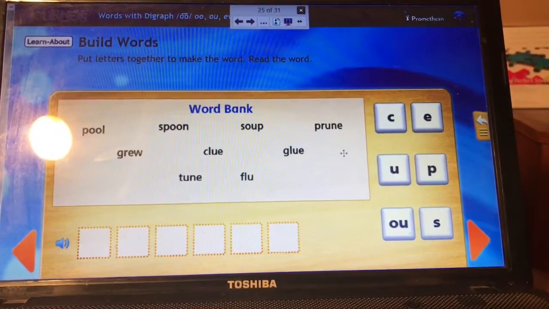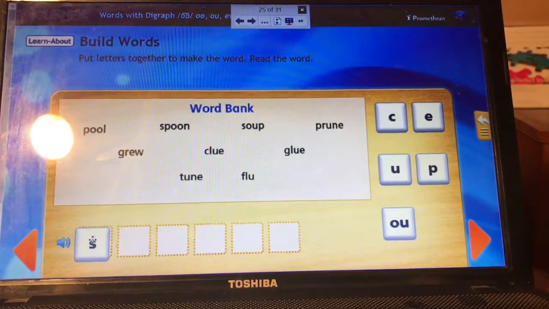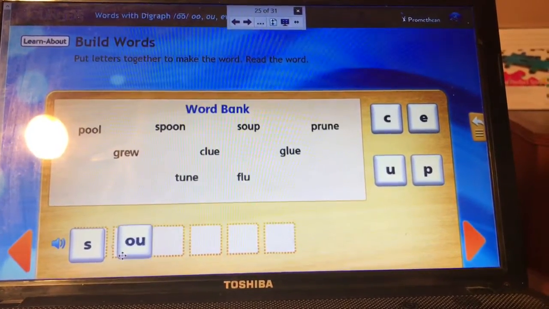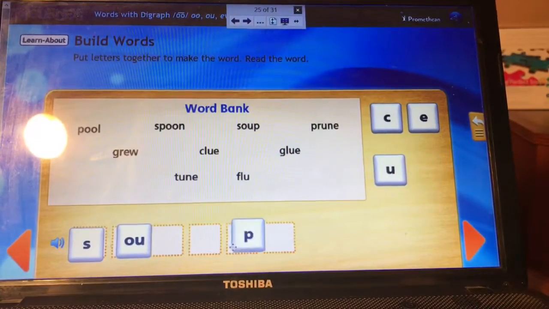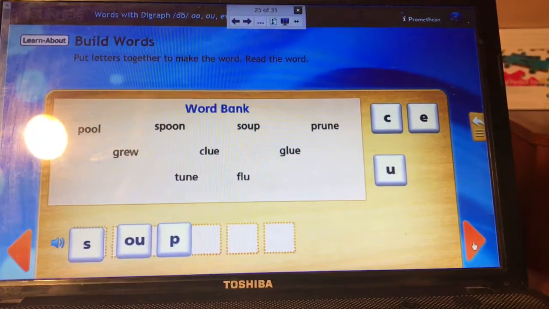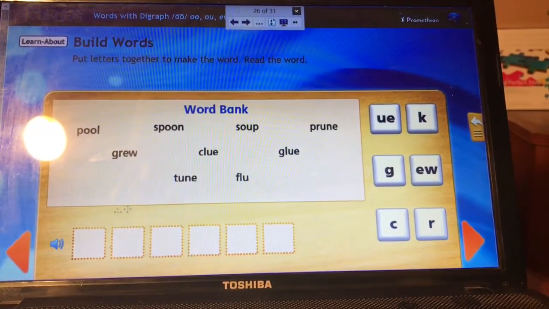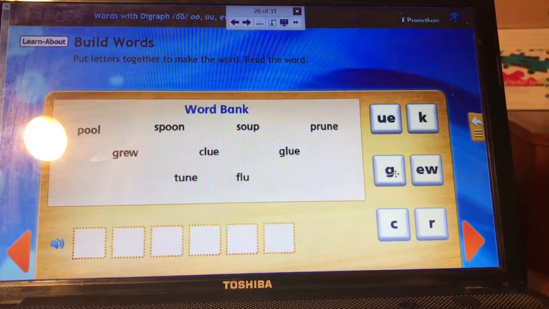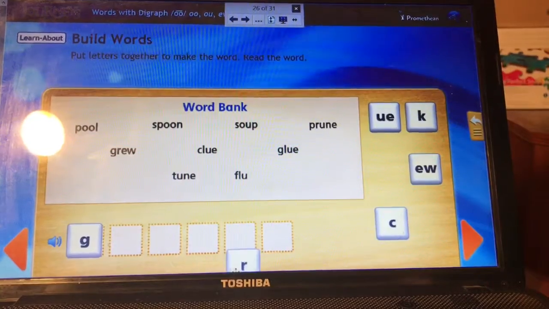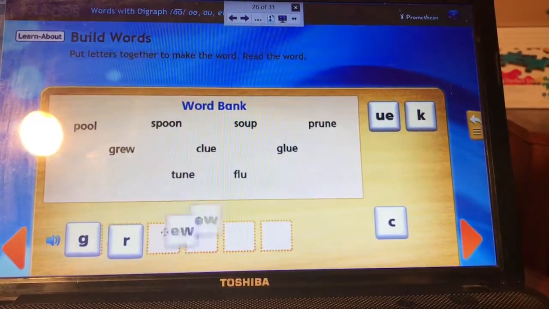Soup. Grew. G. Oh, another blend. Ooh. Grew.